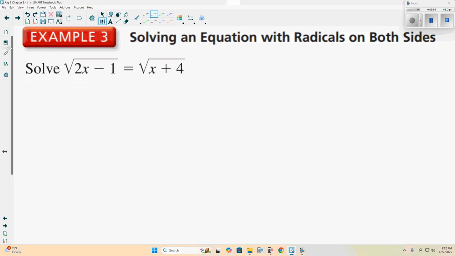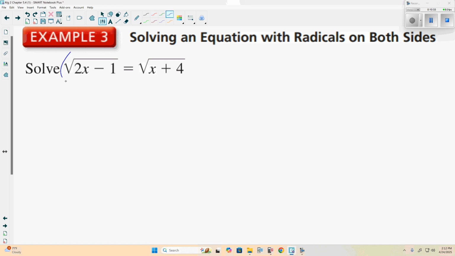Solve an equation with radicals on both sides. This one looks a little different, but let's check our steps and see what they say. Step 1, is there one radical? No. If not, even them out. So how many radicals do we have? 2. So if we even them out, we want one on either side. Do we have that? All right.